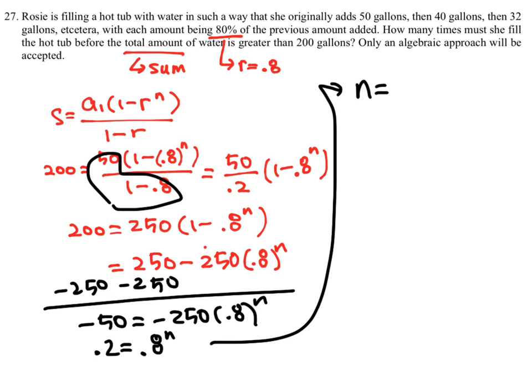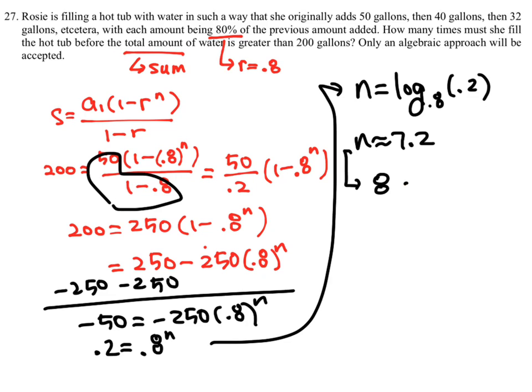So in other words, n will be equal to, since n is in the exponent, we have to use a logarithm to get our answer here. Then n will be about 7.2-ish. But if we have 7, then we're going to become short. So therefore, we got to have 8 times. We need to put the water 8 times. That becomes our final answer. All right, let's move on to the next problem.